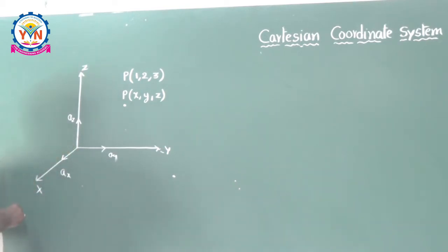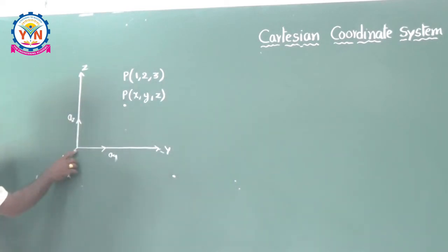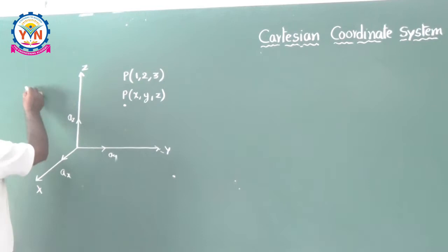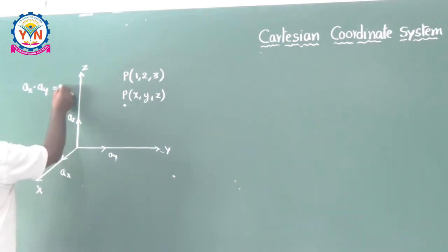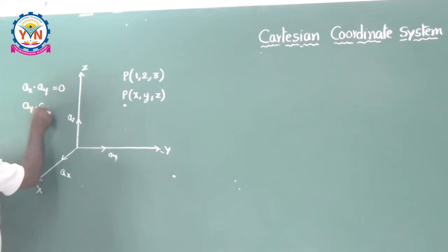So, before going to the component form of a vector, I would like to explain what exactly the unit vectors are and their properties. If you take these three unit vectors AX, AY and AZ, AX dot AY is equal to 0. And AY dot AZ is also equal to 0. AZ dot AX is also equal to 0. Why? Because the unit vectors are at an angle of 90 degrees.